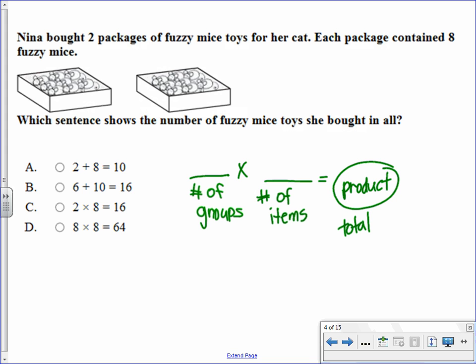So using that formula, who can tell me what the correct number sentence would be for these 2 packages of 8 mice? Jojo. 2 times 8 equals 12. Great.